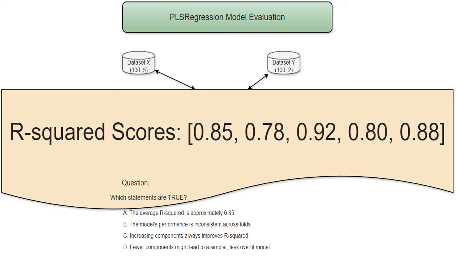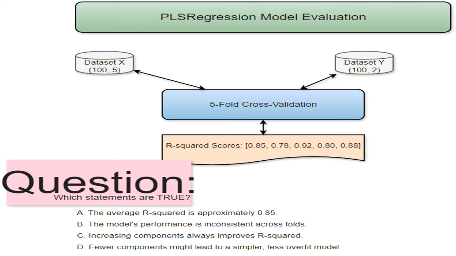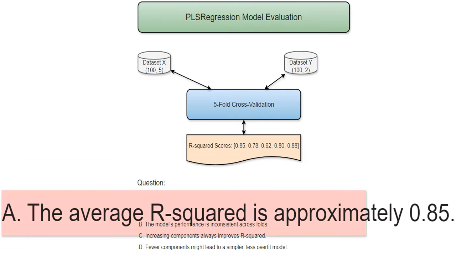Let's analyze these scores. Based on the R-squared scores from the cross-validation, I need to determine which statements about my model's performance are correct. I'll calculate this by adding all the R-squared scores and then dividing by 5. The average gives me an overall measure of the model's performance across the different dataset splits.